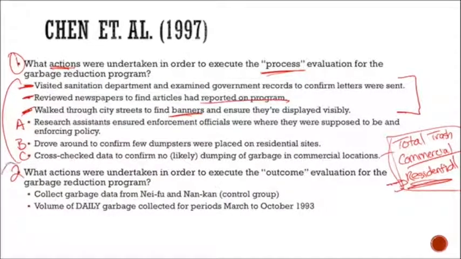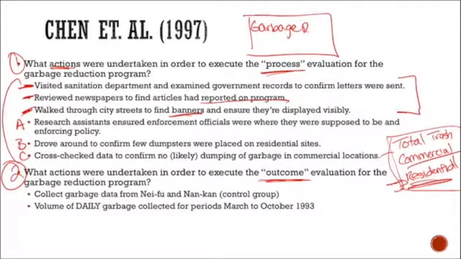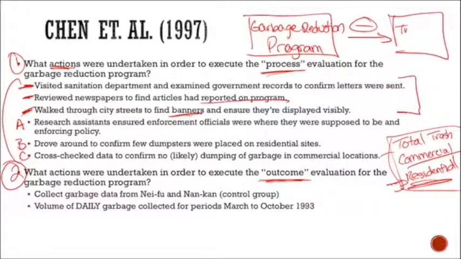The second question here that we're concerned with is what actions are undertaken to execute the outcome evaluation? In this, we're looking at a garbage reduction program, which has a number of elements, but the ultimate goal is to reduce trash production for the city. And so we have these different elements.